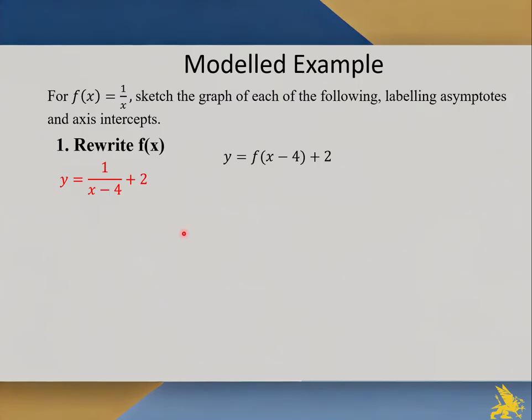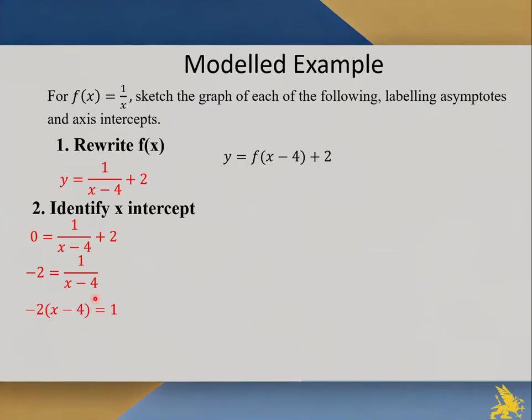Now, to graph, I need to identify x-intercepts. So x-intercepts mean y equals 0. I will take 2 from both sides. I will times by x minus 4 to get rid of the fraction. I will expand my bracket. And then I'll take away 8 from both sides, and I will divide by -2. So now I've got my x-intercept.